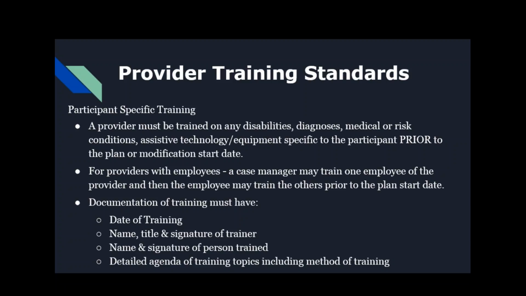This would include any, as we indicated in the slides above, medical or risk conditions and protocols, and assistive technology that is needed to support the participant. The case manager may, again, train one person from each provider on the plan of care. The person can train the others in the provider agency prior to the plan or modification start date. The documentation for completing participant-specific training must have the following components, as we discussed earlier: date of training, trainer's name, title and signature, name and signature of the person trained, and a detailed list including the training method utilized.